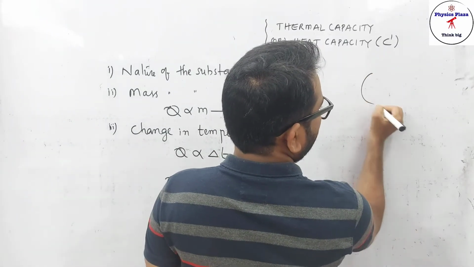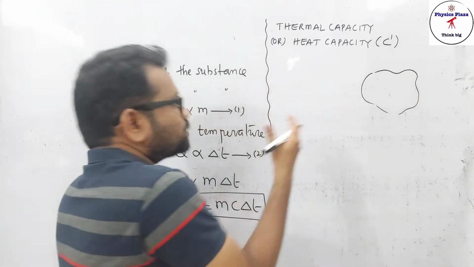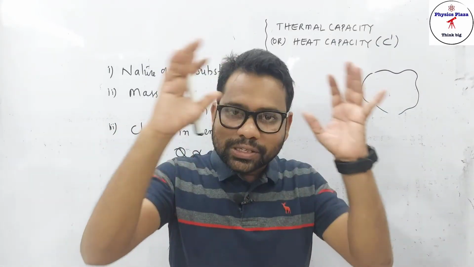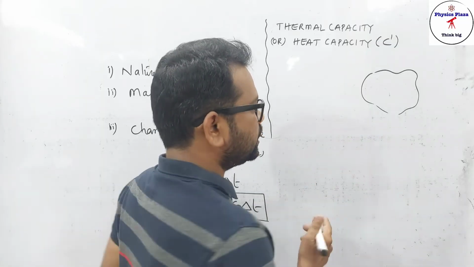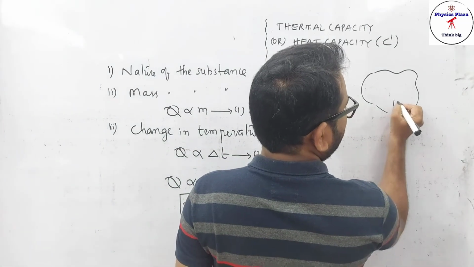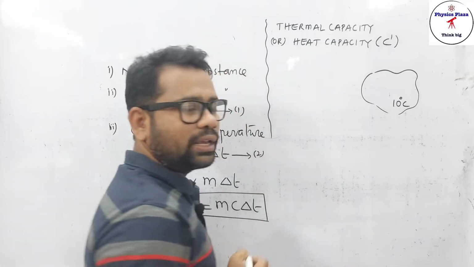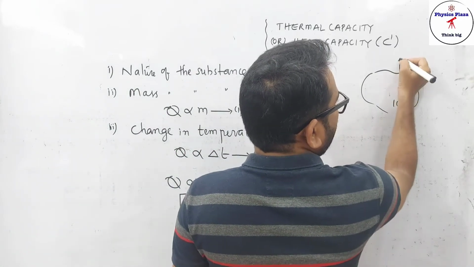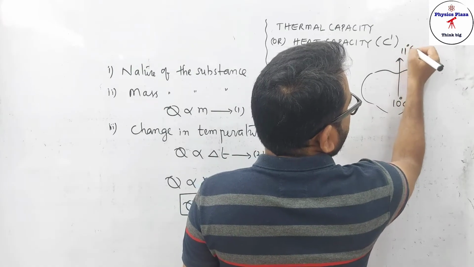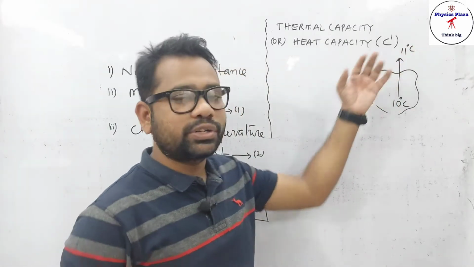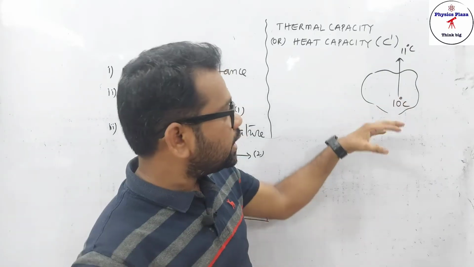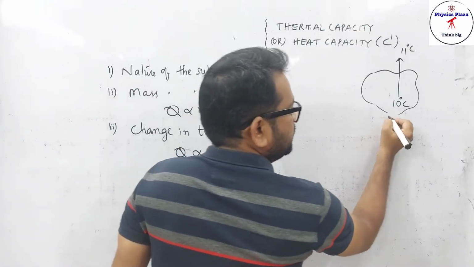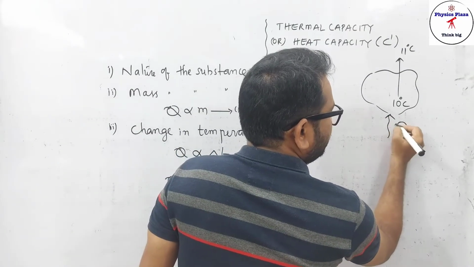Suppose we take some substance. It might be 1 gram, 10 gram, 20 gram, 30 gram, whatever it may be. The whole substance we are taking. Let us say, children, initially it is at 10 degrees Celsius. Now, I want to increase this temperature to 11 degrees Celsius. So here we are raising the temperature, children. In order to raise the temperature of a body, what we have to do? We have to provide some amount of heat. Let us say we are providing some amount of heat.